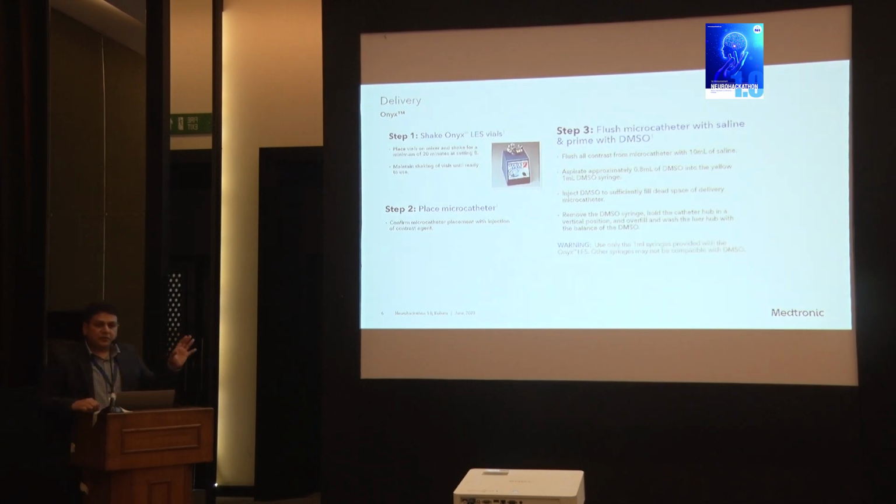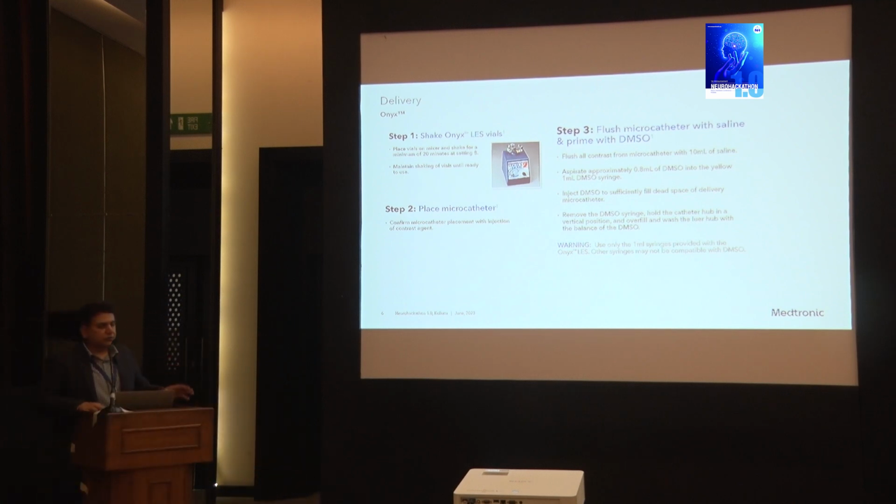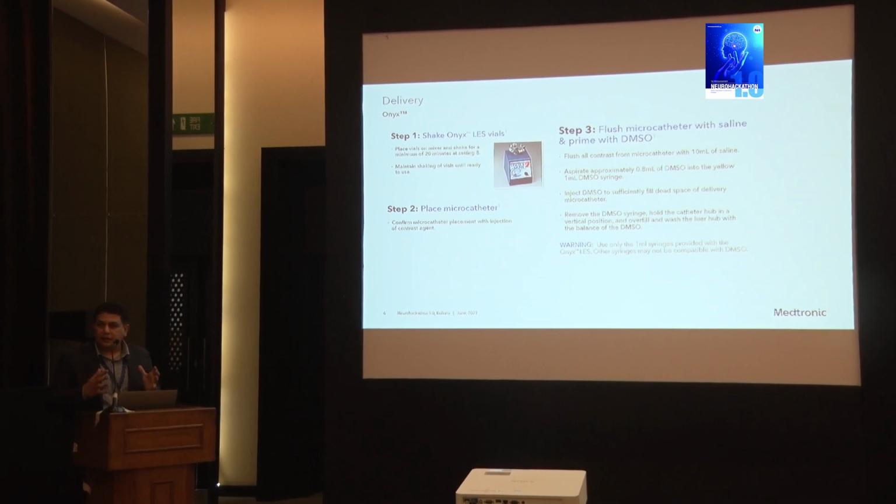Here are some step-by-step instructions on how to use ONYX. I'm sure a lot of you are familiar with it. I'll just quickly go through that. You initially take the vials and homogenize them, so you put them through the shaker, and then you have the microcatheter in place, like a Marathon or an Ultraflow. Then you flush the microcatheter with saline initially just to get all the air out of the microcatheter, and then you pre-fill it with DMSO. The DMSO, like I mentioned earlier, is the carrying agent for the EVOH to pass through. So make sure that you fill it completely with DMSO.